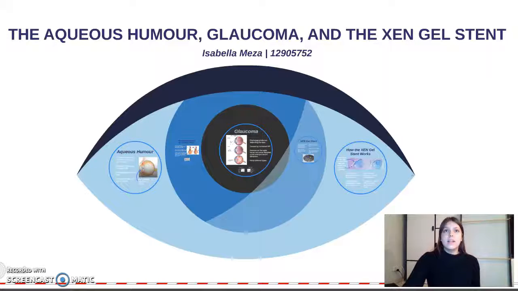Hi, I'm Isabella, and today I will be talking about the physiology of the aqueous humour and its role in glaucoma, as well as how the XEN gel stent provides relief to patients suffering from certain forms of this disease.